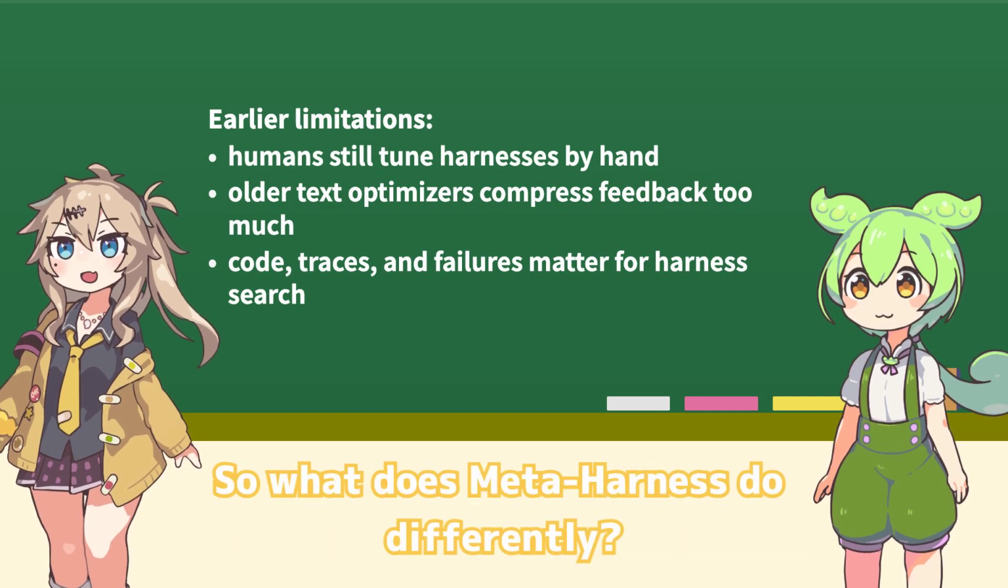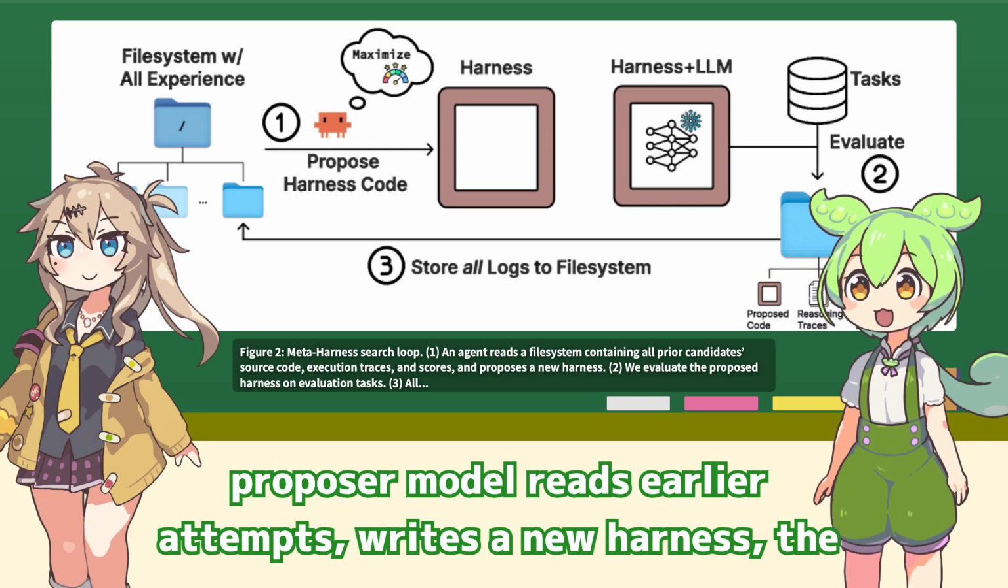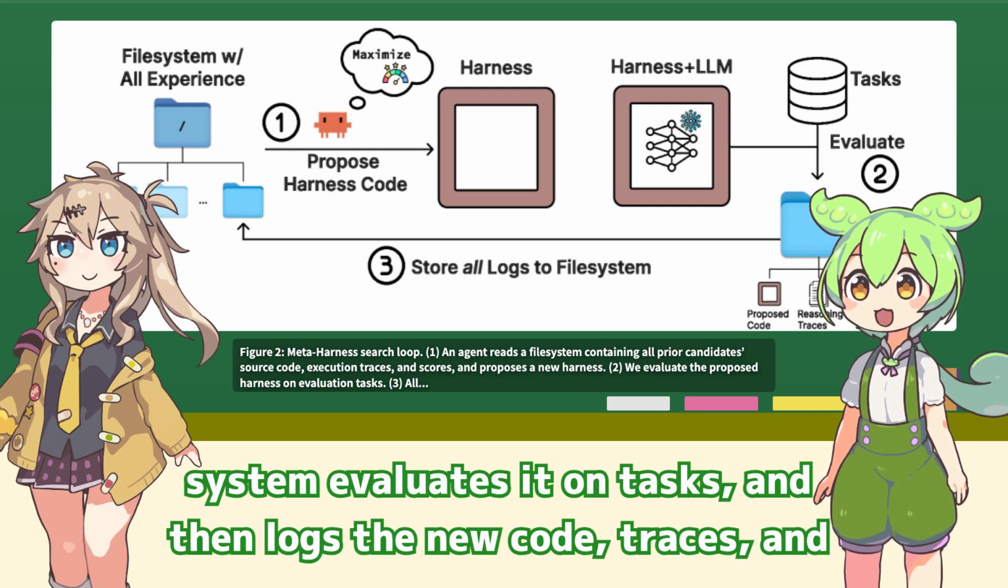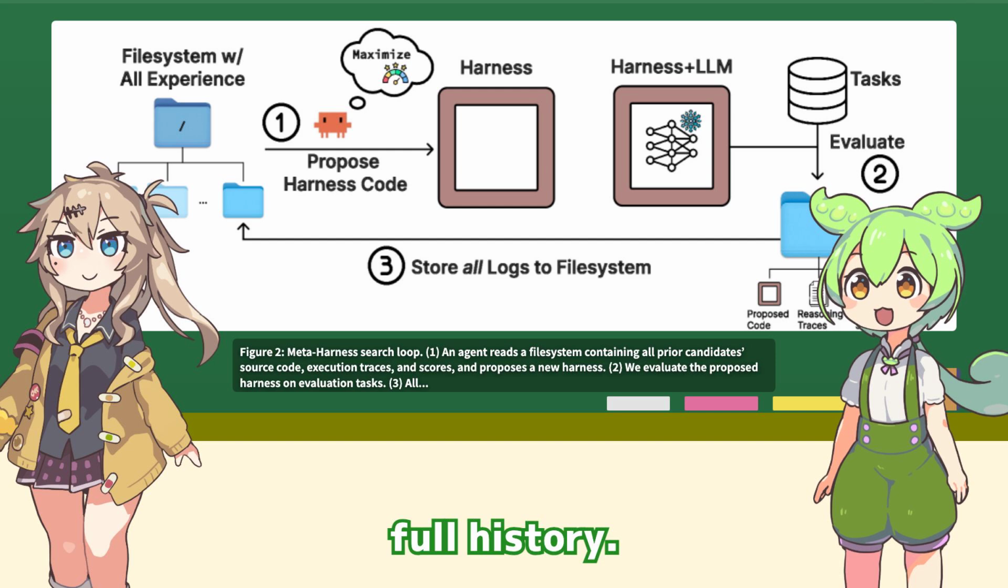So what does Meta-Harness do differently? Meta-Harness turns harness design into an outer-loop search. A proposer model reads earlier attempts, writes a new harness, the system evaluates it on tasks, and then logs the new code, traces, and scores back into the file system so the next proposal can learn from the full history.